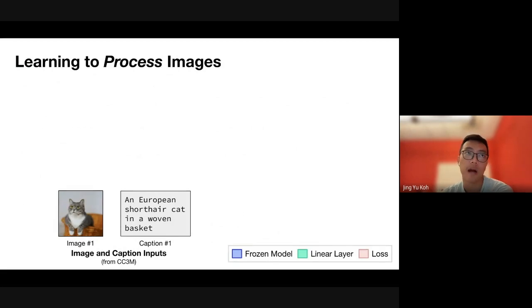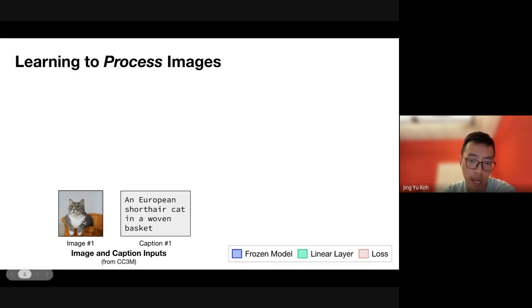So I mentioned earlier that GILL can process image and text inputs, but how exactly do we train it to do this? GILL is trained with several training objectives. The first one is learning to process interleaved image and text inputs. So I might have one image, one text, one image, one text, and so on. And we need to learn a way of processing these types of inputs so that the model can handle arbitrarily interleaved multimodal data. So given an image and caption example from Conceptual Captions 3M, we have one image and a corresponding caption.